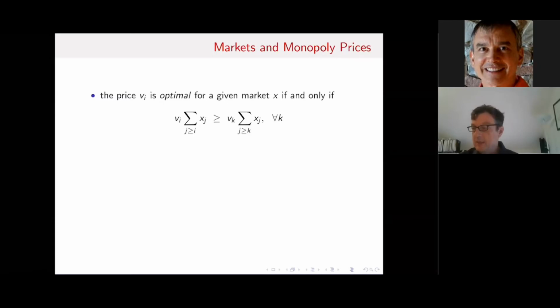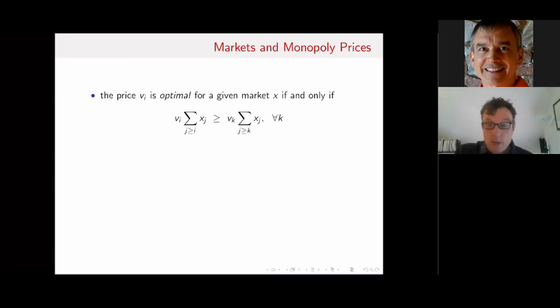It is simply saying that if we're charging a price VI, okay, then who is willing to buy? This is very odd. Okay, my pen seems to have given up.